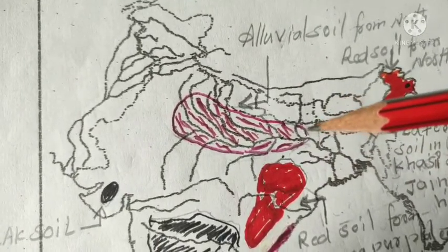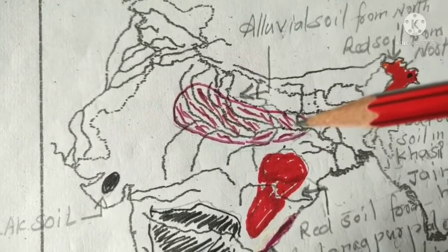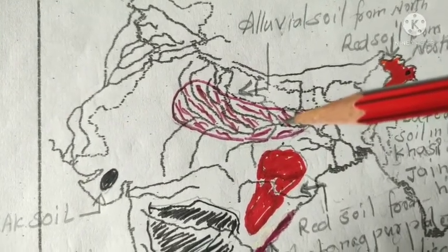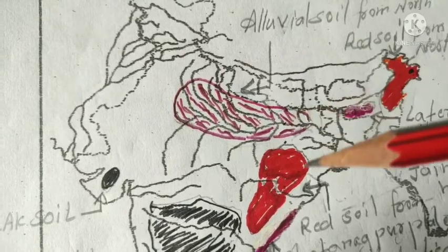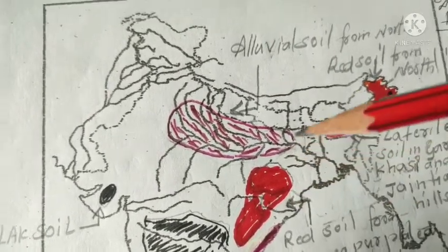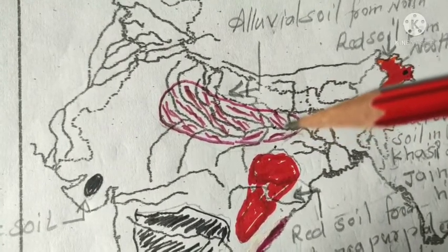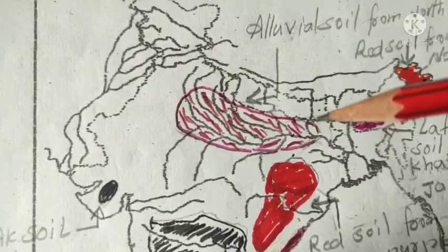The first is the alluvial soils. Alluvial soils are also known as riverine soils. These are mainly deposited in the northern plains of India as well as in the coastal plains of east and west also. And if you are asked in the examination to mark and label the alluvial soils from the north, you can start from here.